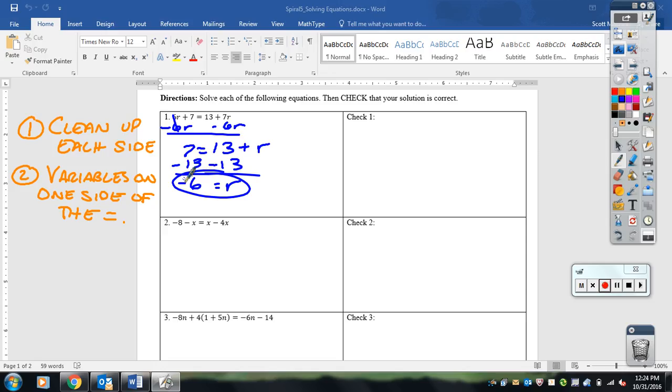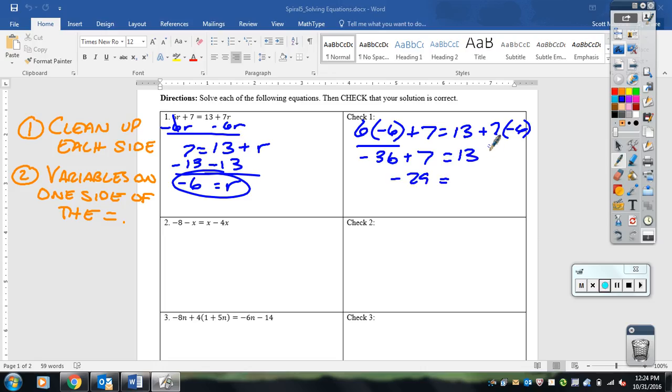If I were to check this, I'm only going to check the first one. Everything stays the same, except instead of the r, I put the number in, negative 6. And I evaluate and see if I get the reflexive property at the end. This is negative 36 plus 7, which is negative 29. This is 13 plus negative 42. 13 plus negative 42, they fight. Negative 29 equals negative 29. Reflexive property.